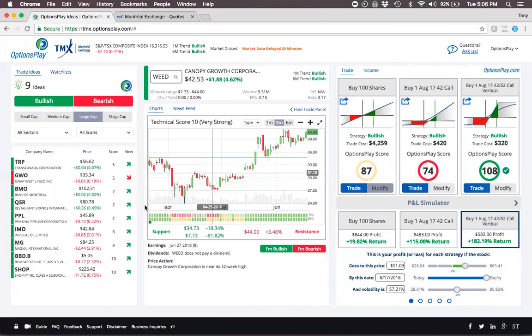Any other questions regarding anything that we went over here today regarding understanding the trend of a stock, and more importantly, how to leverage that into an option strategy?